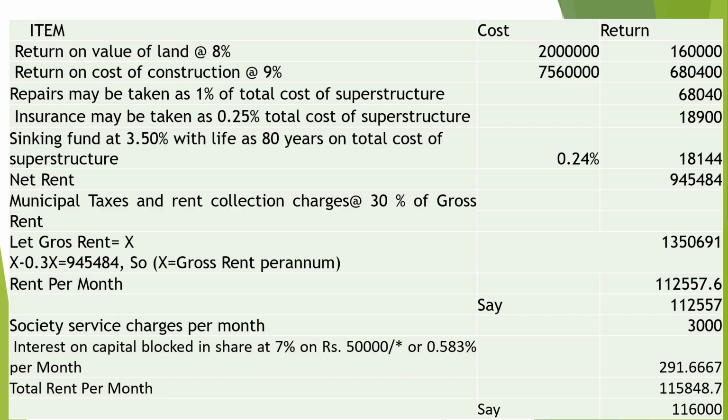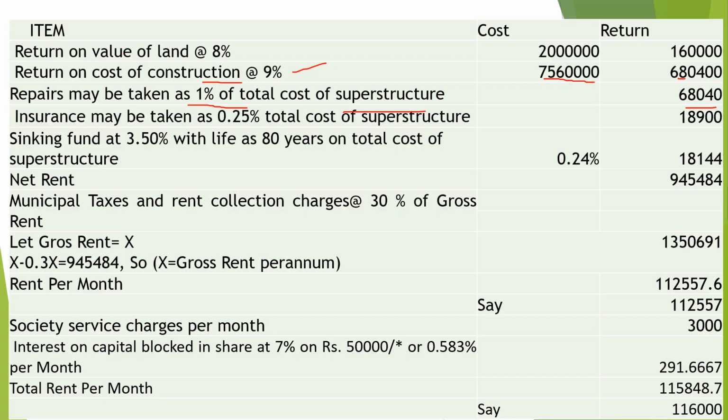So the cost of land is 20 lakh. Return from the land at 8% comes out to be 1 lakh 60,000. Then return on the cost of construction, which is 75 lakh 60,000, at 9% comes out to be 6 lakh 80,400. And then the repairs may be taken as 1% of cost of superstructure. So 1% of 68 lakh 4,400 is 68,040.